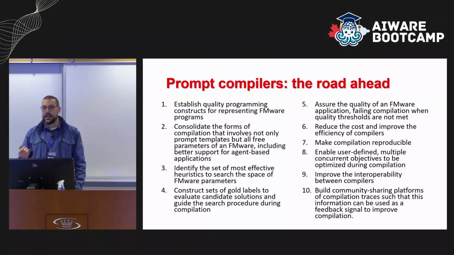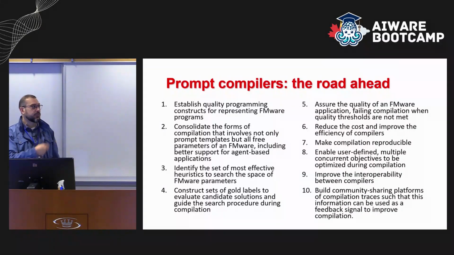Construct this set of gold labels. They are really necessary for this type of compiler. We can also assure the quality of the FMware application with this compiler. So when do we fail compilation? Maybe failing compilation is related to a certain amount of the instances of the gold labels failing.